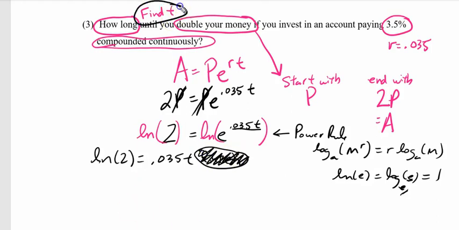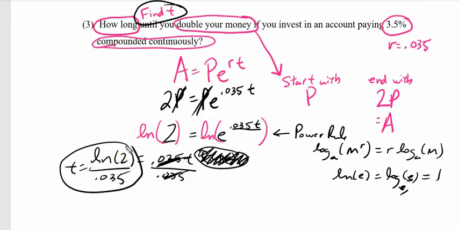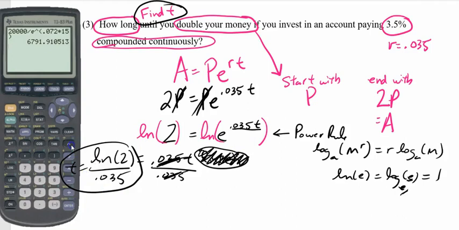Now the job was to find t. So I have 0.035 times t, so I'm going to divide both sides by 0.035. So these will cancel, and I'm left with t, and that's our answer. And I just need to put that in years, and I need to put that into my calculator. So let me clear this, and I want ln of 2 divided by 0.035. So about 19.8 years.